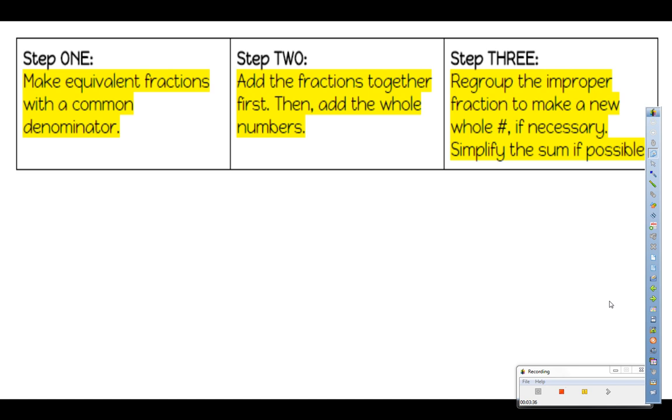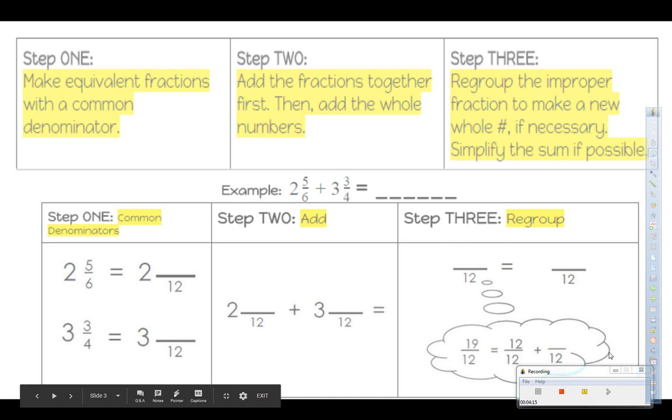Let's highlight these 3 steps. Again, you will not hear new information. Step 1 for adding mixed numbers: make equivalent fractions with a common denominator. Not new information. Step 2: add fractions together first. We did that previously in this topic. Not new information. Add whole numbers. You've been doing that for most of your lives. That's not new information. Finally, regroup the improper fraction to make a new whole number. Simplify if necessary. The regrouping piece here is making improper fractions into mixed numbers, which we also did earlier this topic.